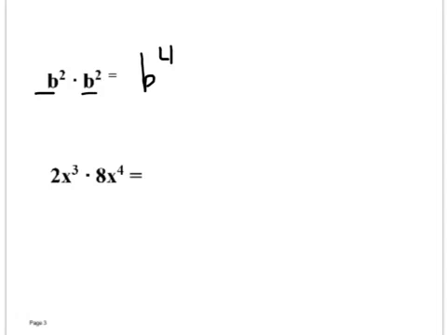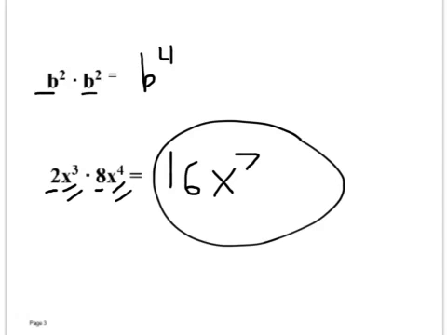Alright, let's do 2x to the 3rd times 8x to the 4th. Okay? First thing we do is we multiply what we can. They're whole numbers. Can we multiply those? What is 2 times 8? 16. Now these are bases as well. They're the same base, so we just leave the x. We don't change the base. We just add the exponents. So our answer is 16x to the 7th.